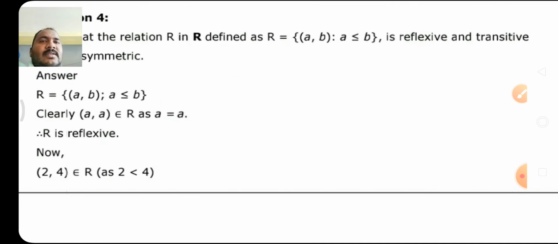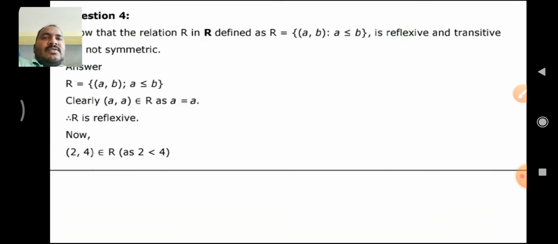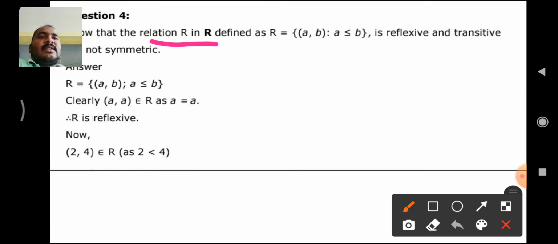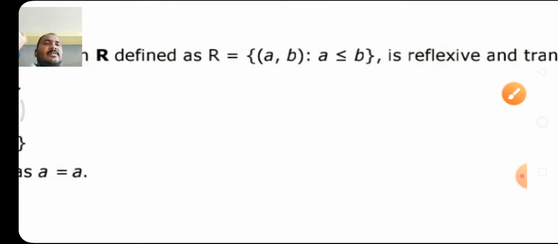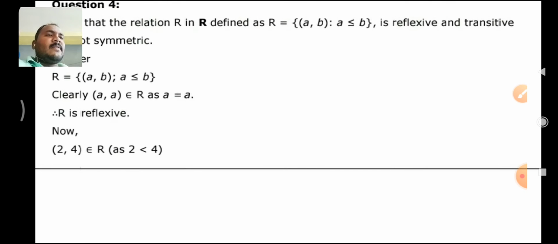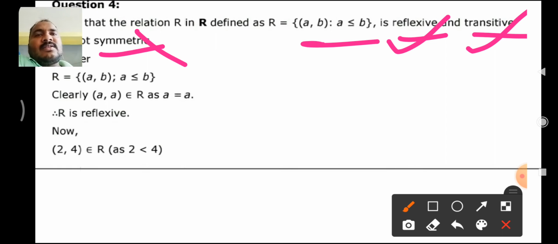Next, example number 4. Show that the relation R defined as R = {(a, b) such that a is less than or equal to b}. This is a very important example. R is reflexive, transitive but not symmetric. My dear students, R is reflexive, transitive but not symmetric.